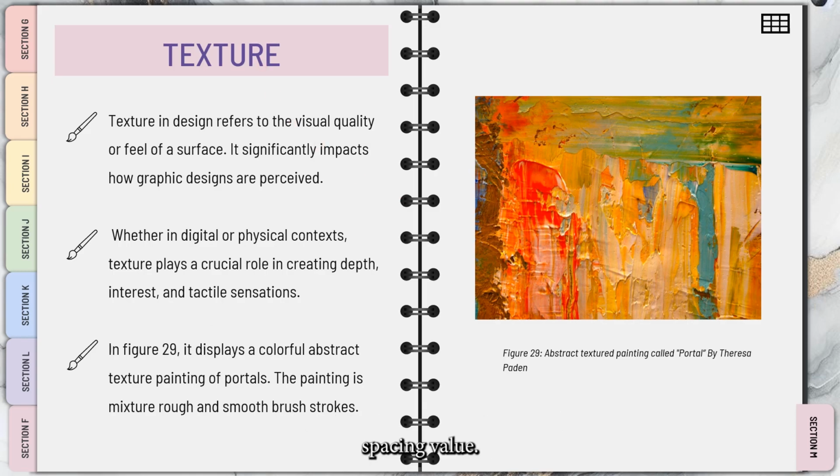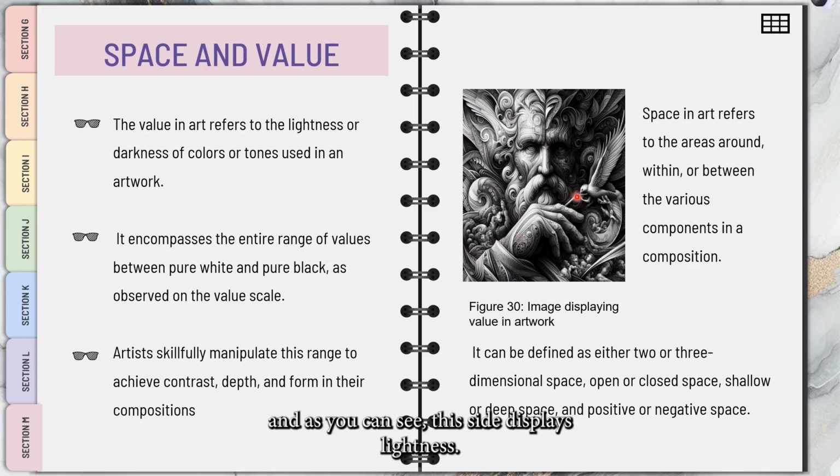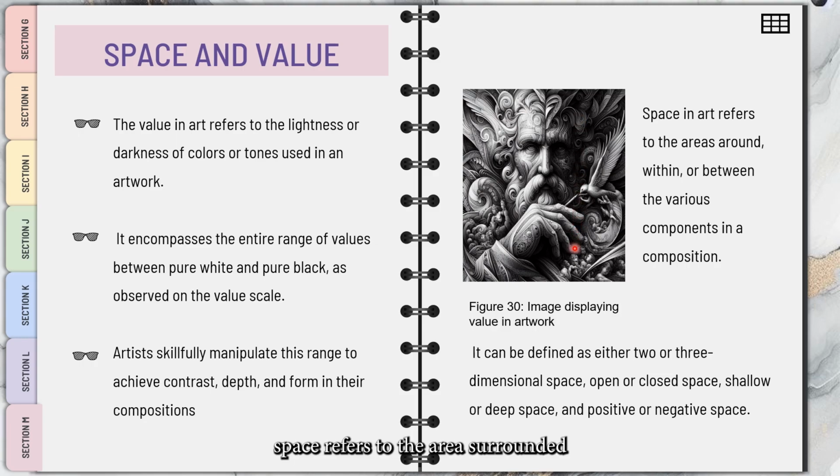Space and value. The value in art refers to the lightness and darkness of colors or tones used in artwork. As seen in Figure 30, this image is displaying value in artwork. As you can see, this side displays lightness, while this side is displaying darkness or shadow in the image. Space refers to the area surrounded within or between various components in a composition.